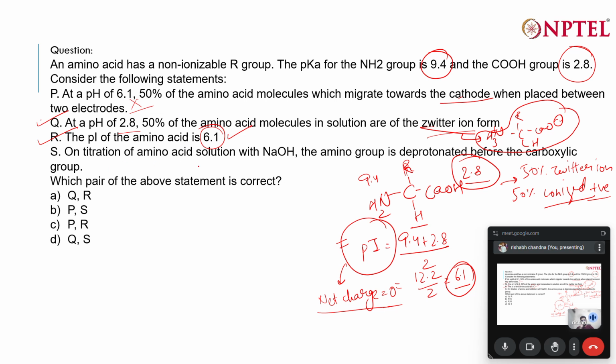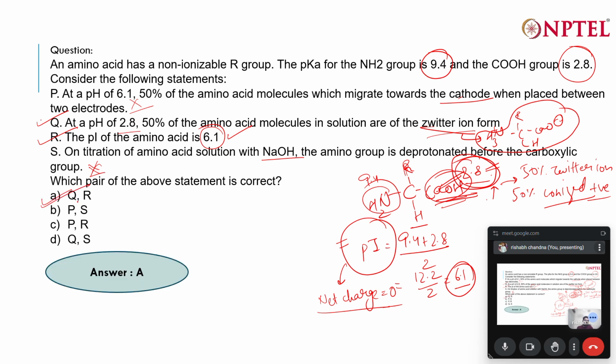On titration of the amino acid solution with NaOH, the amino group is deprotonated before the carboxylic group. No. First, the carboxylic group will be deprotonated because the pKa of this group is less. So whenever there is any slight increase in the pH, it would affect the ionic characteristics of the COOH group first, then the NH2 group. So this option is false. Which pair of the above statements is correct? In that case, options Q and R are correct. So option A is the correct answer.